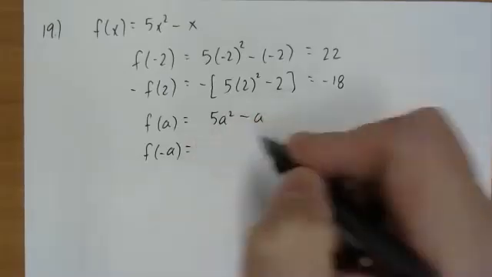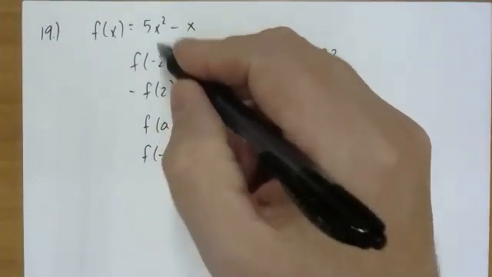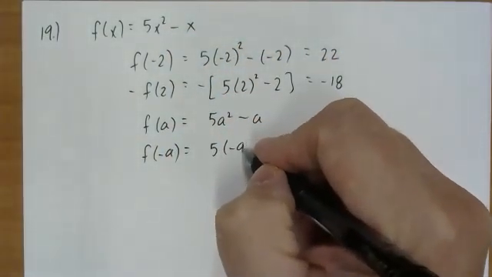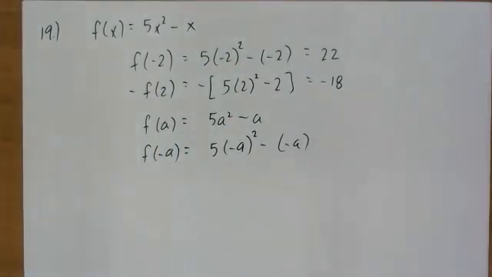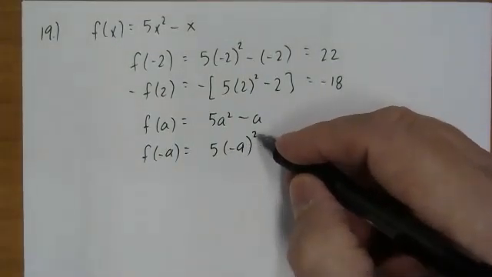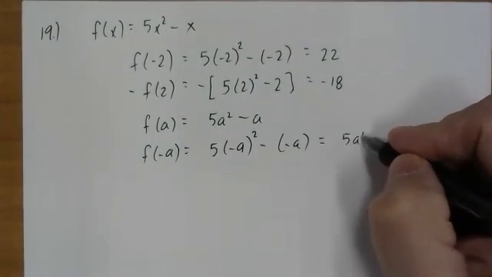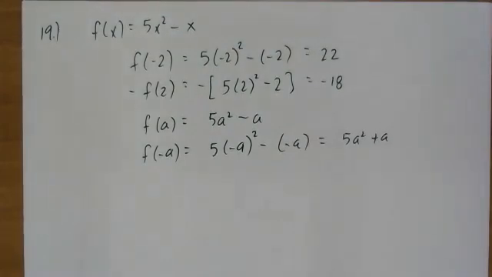F of -a, hopefully you get the hang of it. It's not that hard. So now I'm going to replace x with -a. So 5 times -a squared minus x, minus -a. So to simplify this, -a squared is just a squared. So this is 5a squared, minus a -a is plus a. It looks like there's one more.